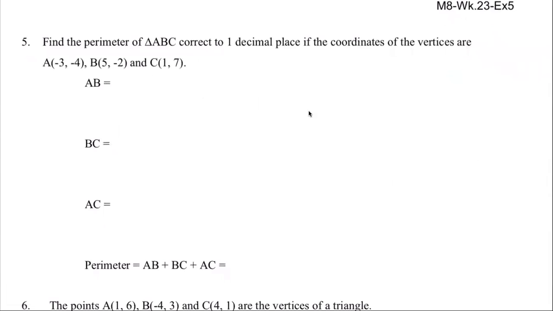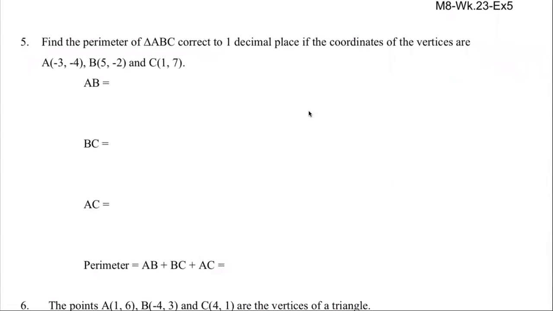Question 5: find the perimeter of triangle ABC correct to 1 decimal place if the coordinates of the vertices are A (minus 3, minus 4), B (minus 5, minus 2), and C (1, 7). So we need to find AB, BC, and AC. And we know that the perimeter of a triangle is just the sum of the lengths of the 3 sides.